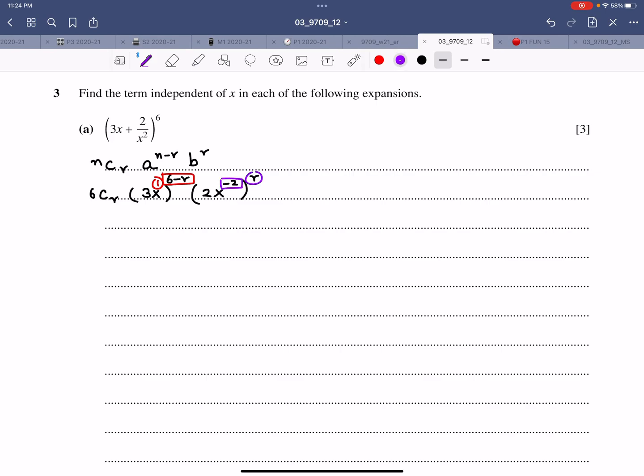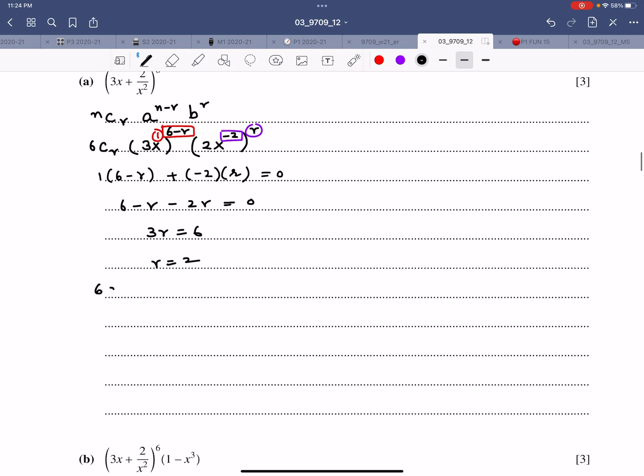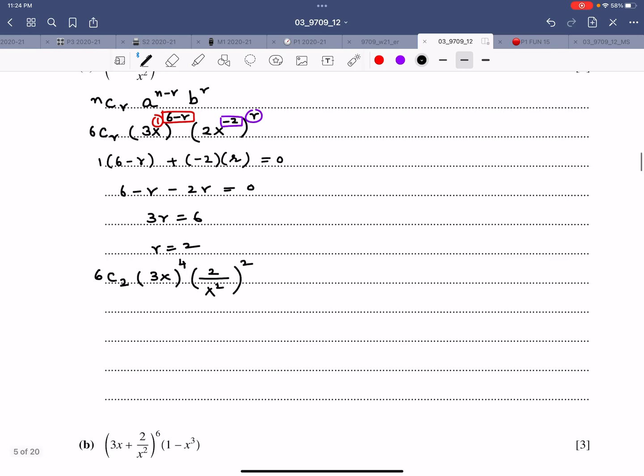And you want independent of x. So therefore 1 into (6 minus r), negative 2 into r equals 0. This is for independent of x. 6 minus r minus 2r equals 0. 3r equals 6. r comes out to be 2. Therefore, this is 6C2, 3x raised to power of 4, 2 over x squared raised to power of 2. Simplify. 6C2 is 15.